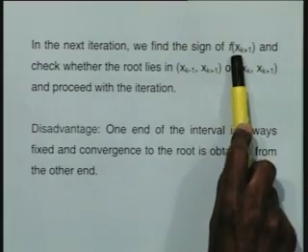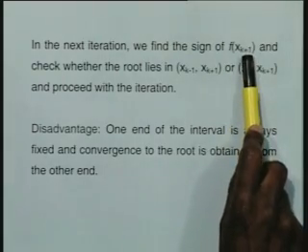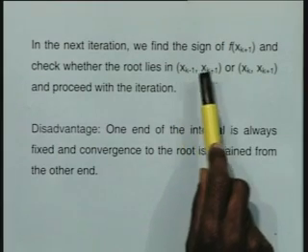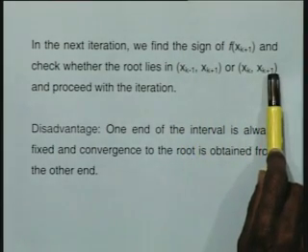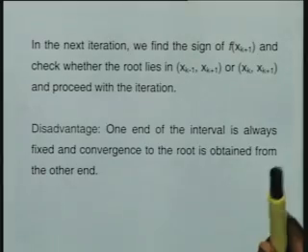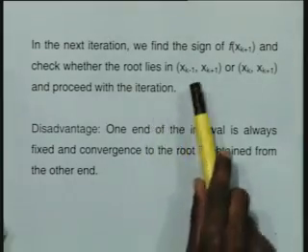Then what I will have to do is compute my f of x_{k+1}. So I compute f of x_{k+1}, and depending on the sign of f of x_{k+1}, I will now decide whether the root lies between x_{k-1} and x_{k+1} or x_k and x_{k+1}. Suppose the root is lying between 1 and 2. Now I produced the new value as 1.8. Now I will decide whether the root lies between 1 and 1.8 or 1.8 and 2.